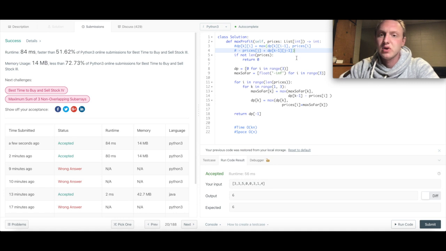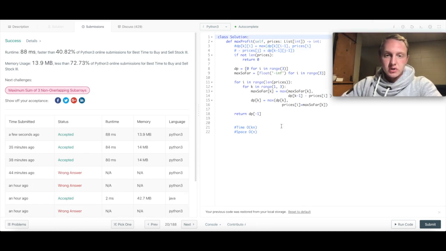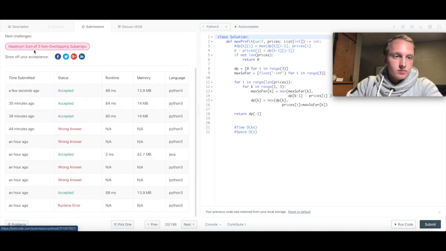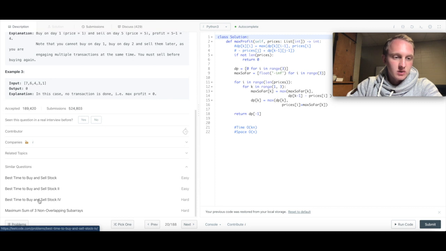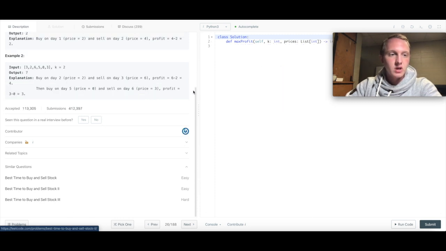I encourage you guys to go ahead and try it out at home. And if you have any troubles, you can reach out to me and I'm gonna help you out and explain the solution. So, as I promised, we solved this dynamic programming question and we can move on to the next one. Similar questions. Best time to buy and sell stock for.